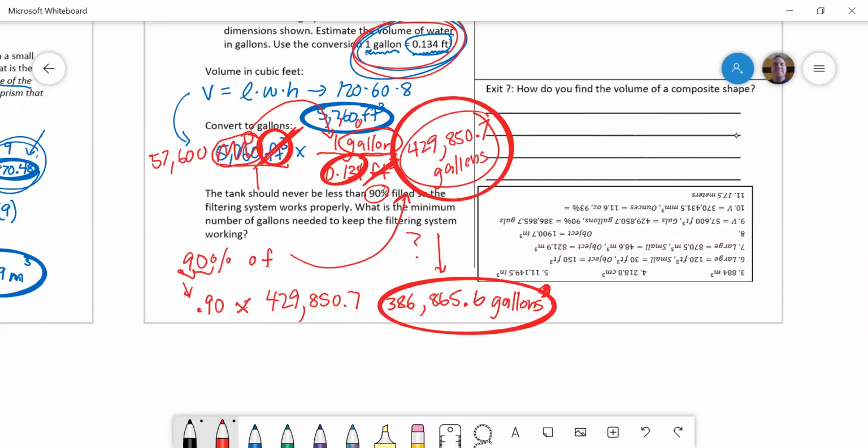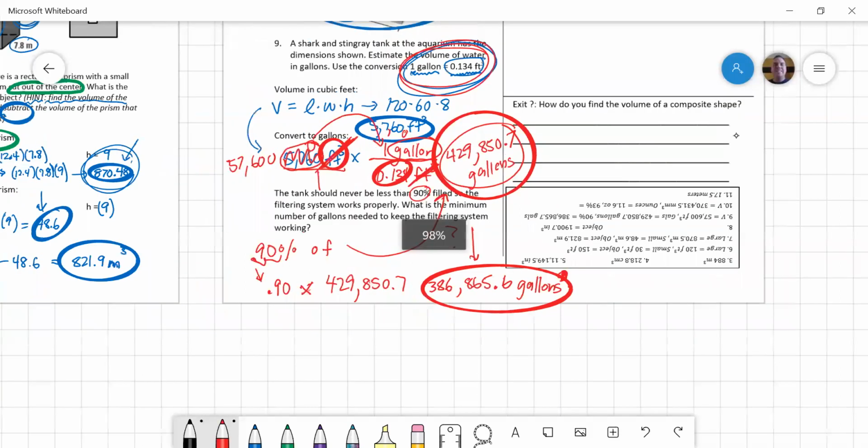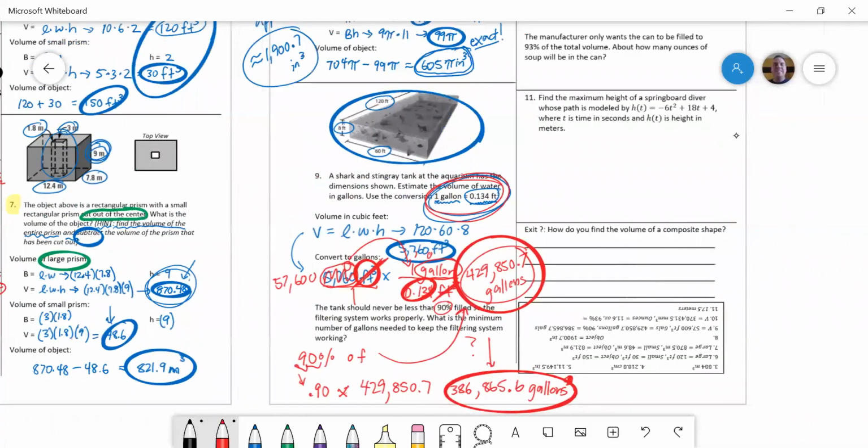So that's how much water needs to be in the tank for the filtering system to work properly. If it goes below that amount, then it doesn't work properly and the fish die. And we don't want the fish to die, right? We like the fish. We want to keep our fish.